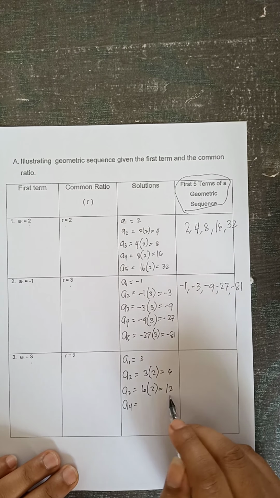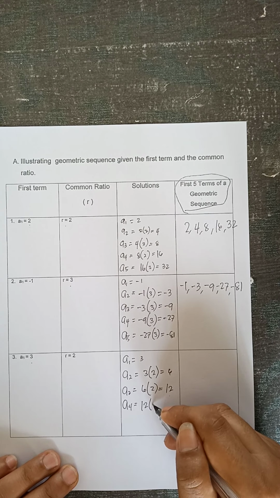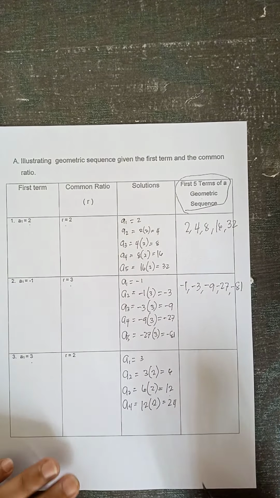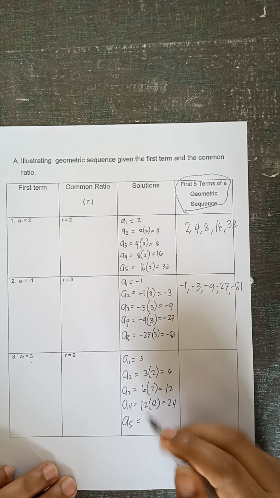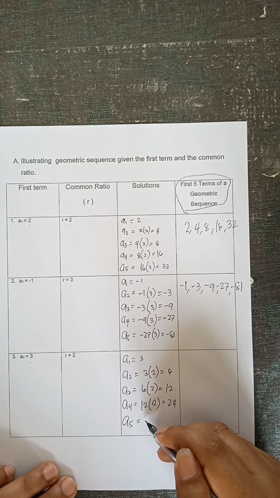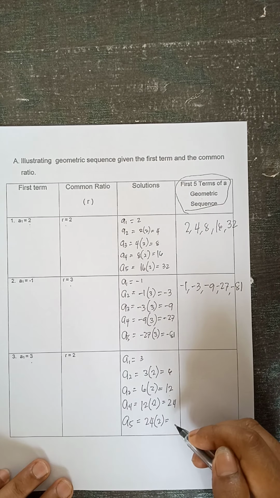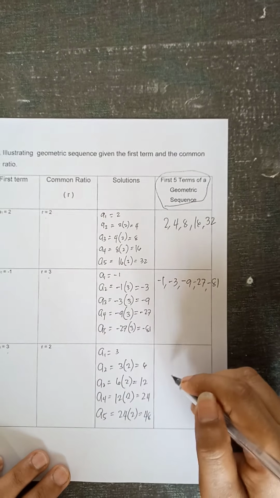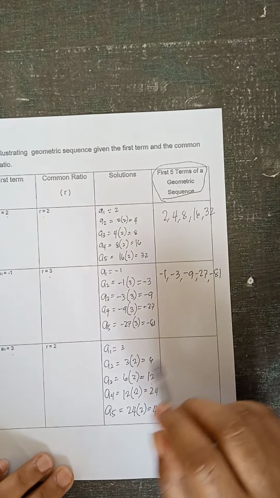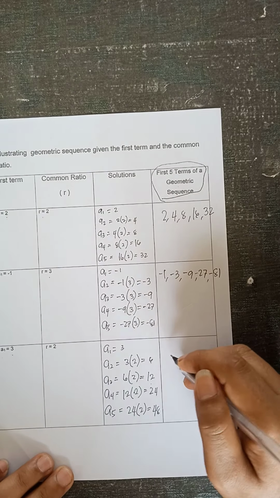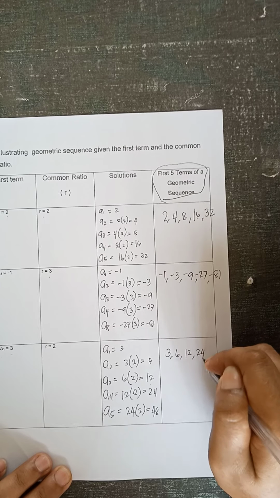A sub 4 that is equal to, gisundan sa a sub 4 ang 12 times ang common ratio, which is 2, that is equal to 24. And lastly, a sub 5 or the fifth term is equal to the preceding term, which is 24 multiplied by 2, that is equal to 48. And therefore, the first 5 terms of the geometric sequence having the first term is equal to 3 and the common ratio is equal to 2 are 3, 6, 12, 24, and 48.